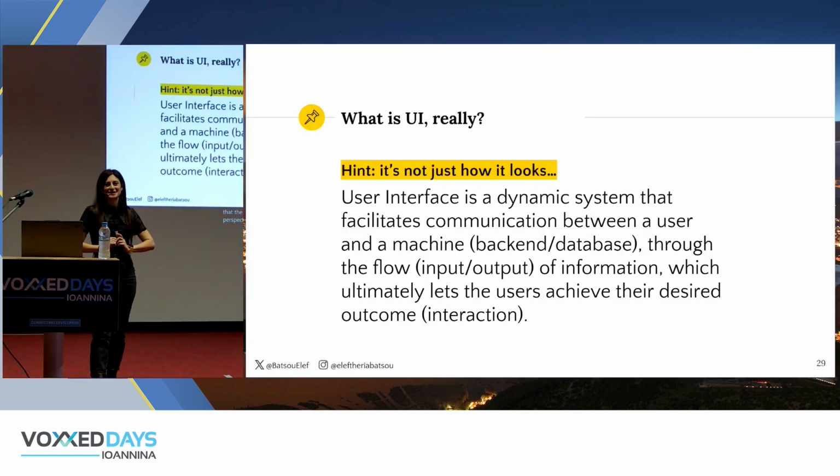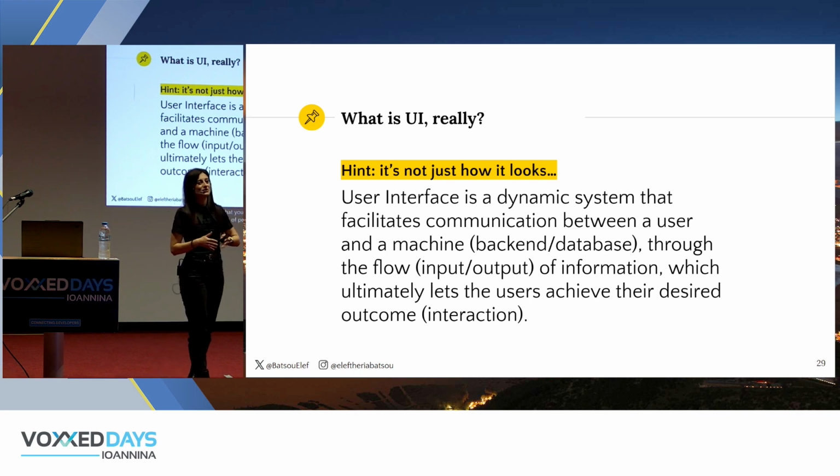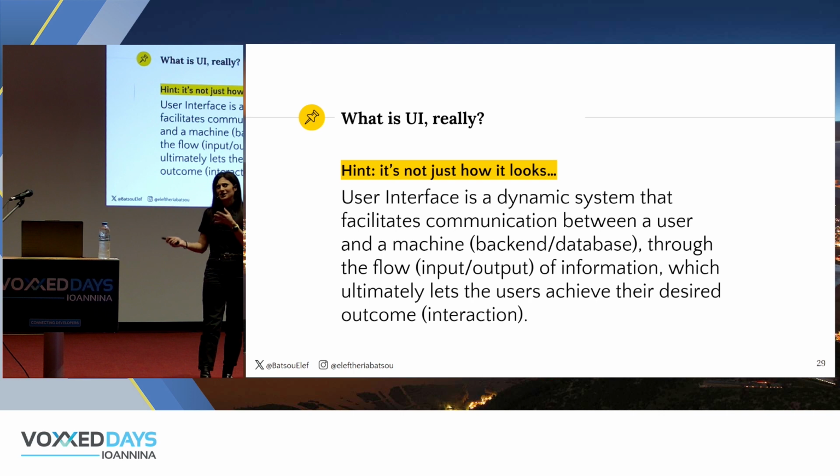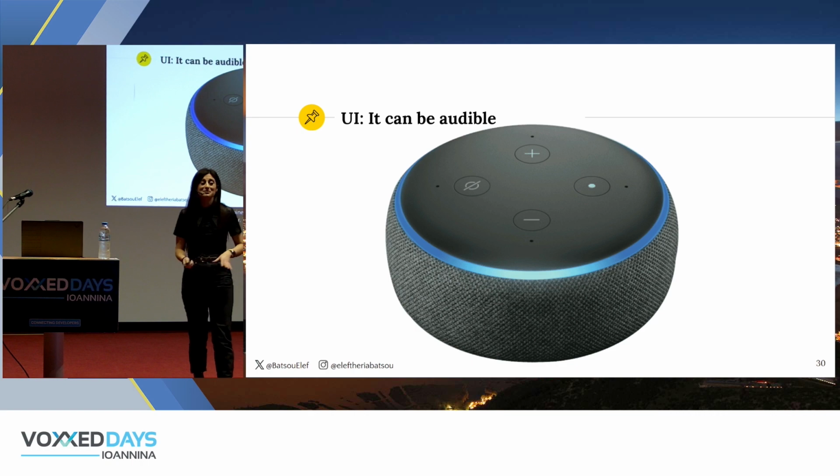But I would also like to make a small parenthesis here: UI is not only how it looks. A lot of people, when we are talking about the user interface, will think that it's colors, images, maybe buttons, and maybe typography, but it's not only that. UI can be audible. We speak to a machine, and this machine will give us an answer. This is UI. It's a different kind of UI, but it is UI.